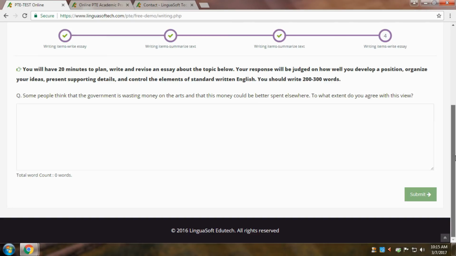Even if you do not have any knowledge about the topic, I still advise you to write something, because you will be given credit for whatever you attempt in the final. And apart from this, make sure you are putting the punctuation marks in their places, because it's a very important part of your PTE writing.